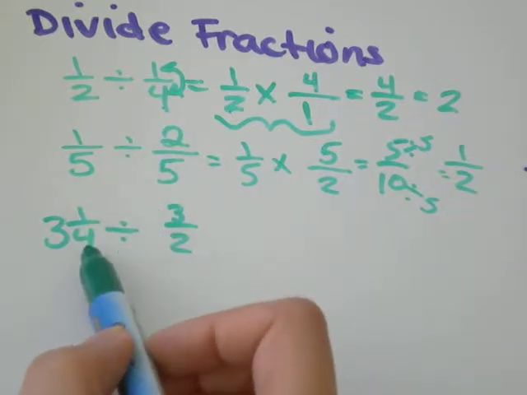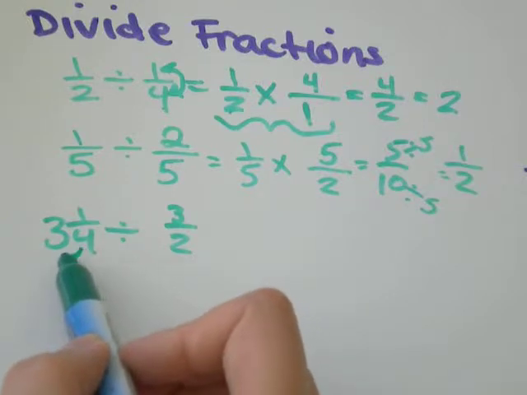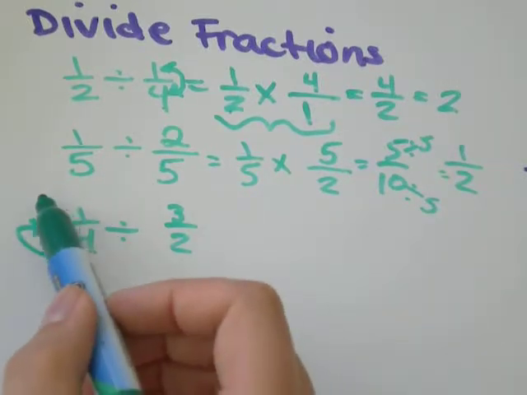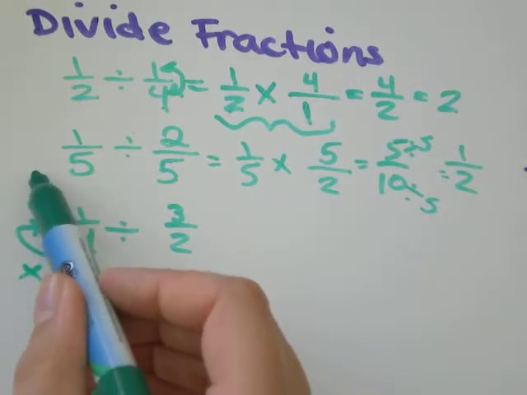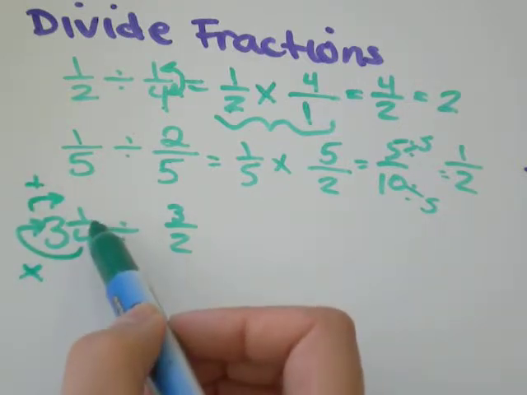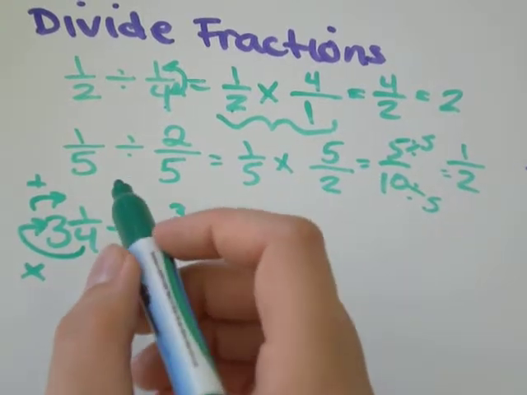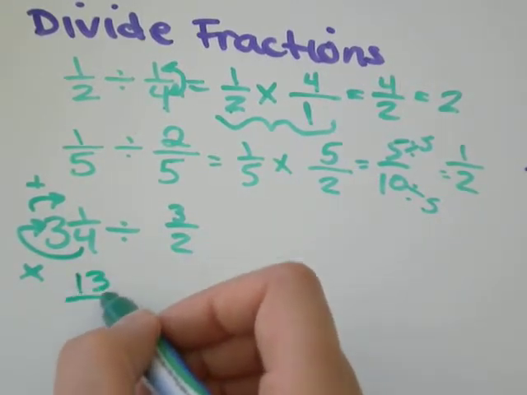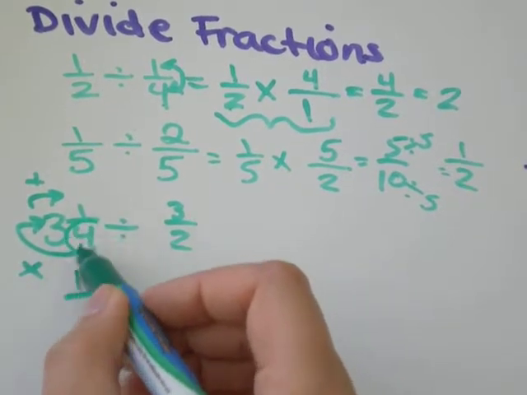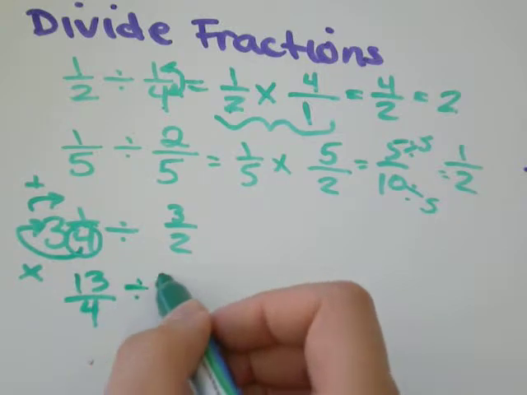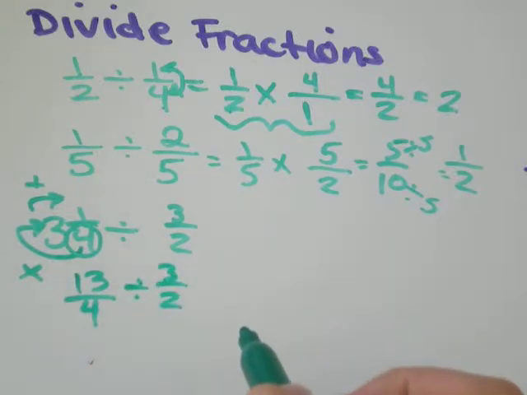So what we do is we take the number on the bottom of the fraction part, in this case it's 4, multiply by the whole number, 4 times 3 is 12, and then add on whatever the number was on the top. 12 plus 1 would be 13. So this is equivalent to 13 over the original number on the bottom from the question. 13 over 4 divided by 3 over 2.